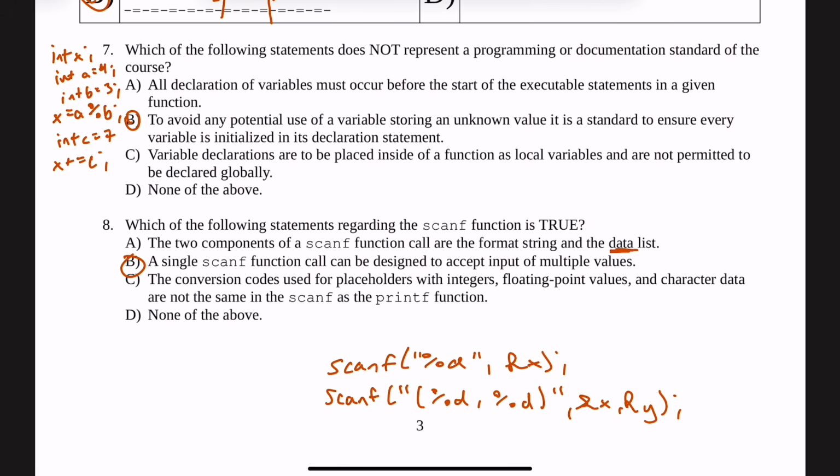C, the conversion codes used for placeholders with integers, floating point values, and character data are not the same in the scanf as the printf function. So this is false. So scanf and printf both use %d for integer, %c for characters, %f for float, all the rest are identical. So our answer for 8 is B.